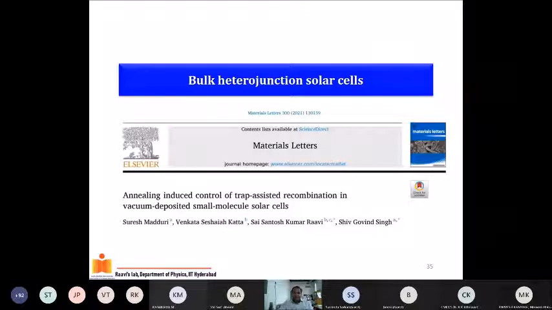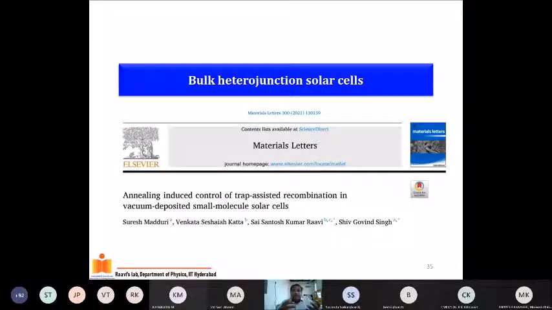This is the second example, which is the latest work, a 2021 paper which came out 1 month back. Here we are talking about the bulk heterojunction solar cell, and in this work we are focusing on how I have improved the efficiency by varying the morphology part. Now how do we change the morphology of your bulk heterojunction solar cell?